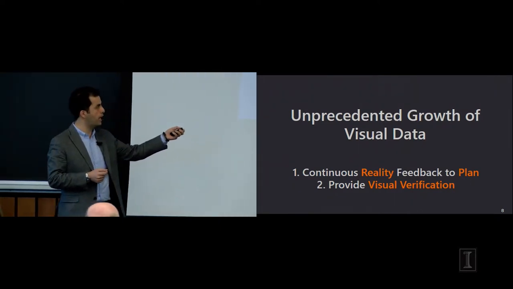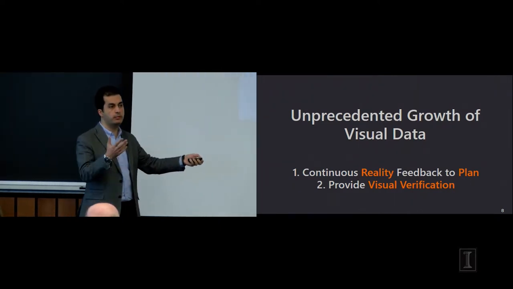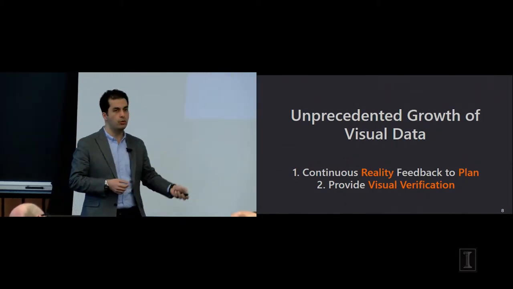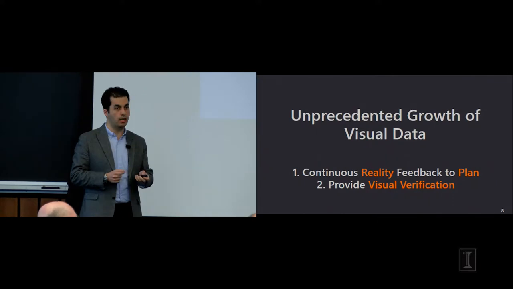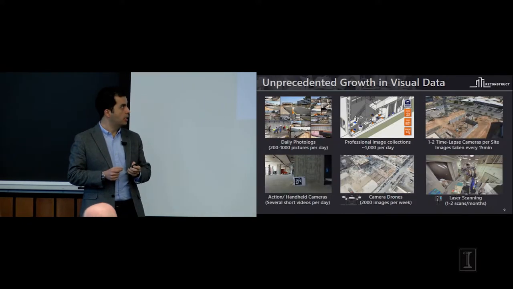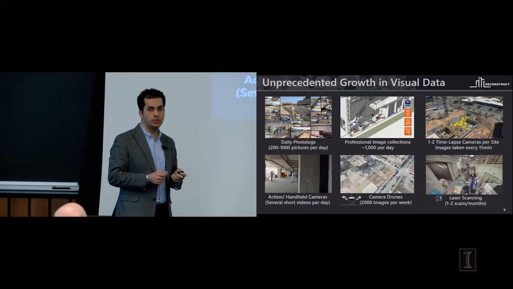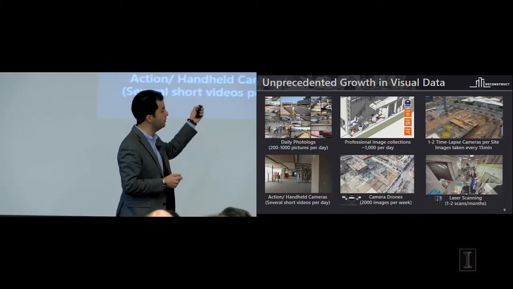So the idea was to capture reality, provide that as feedback to our teams, and make sure there's always a layer of verification provided to the team in terms of how much progress is being achieved. Now, today, there are six types of visual data that we capture on the job site.